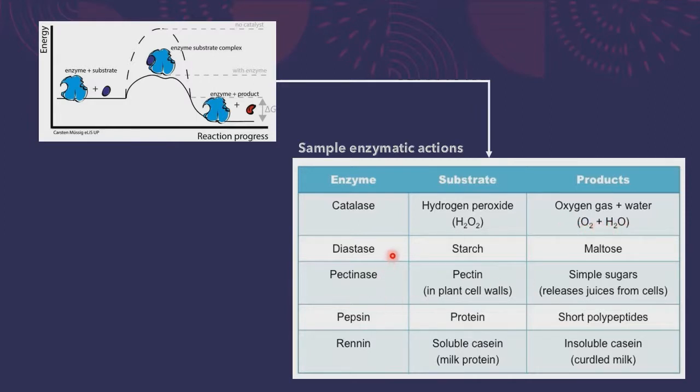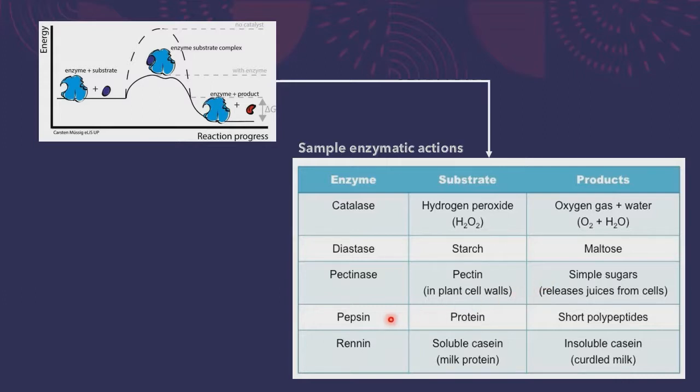Another one is diastase. The substrate is starch and it will produce maltose. Another one is pectinase, and the substrate is pectin in plant cell walls, and it will produce simple sugars. So it's actually releasing juices from the cell.